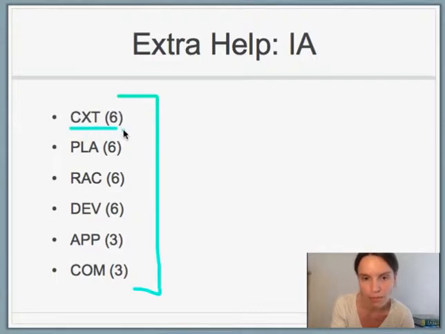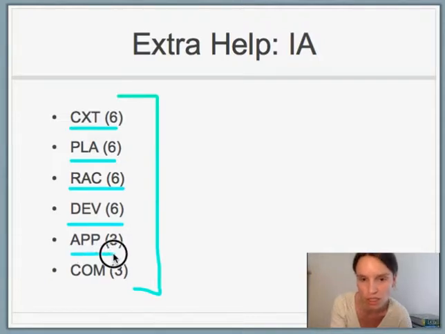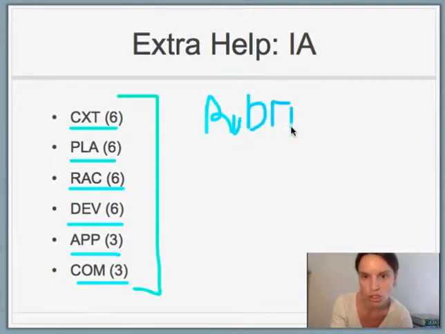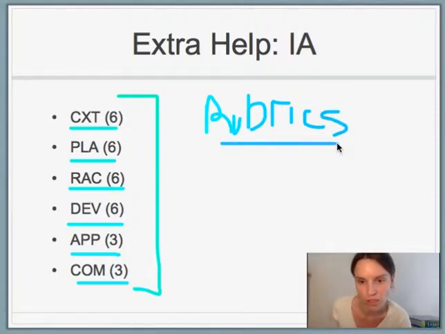You can get a maximum of 6 points for your context, a maximum of 6 points for your planning, a maximum of 6 points for your results, analysis, and conclusion, a maximum of 6 points for your discussion and evaluation, a maximum of 3 points for your application, and a maximum of 3 points for your communication. And the rubrics for all of that are available on the IB website and probably on your course website as well. So you should check out the rubrics for how to max out your point values in those categories.